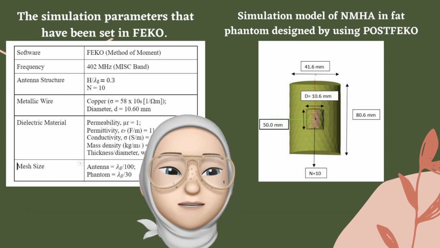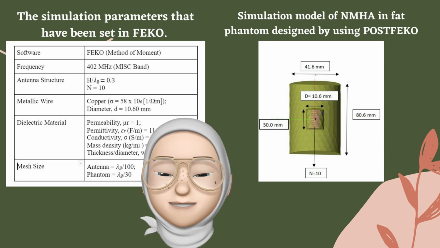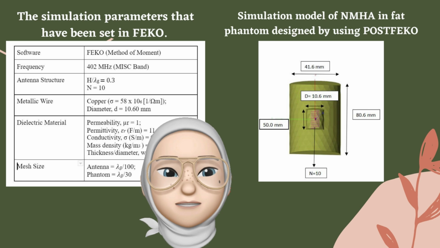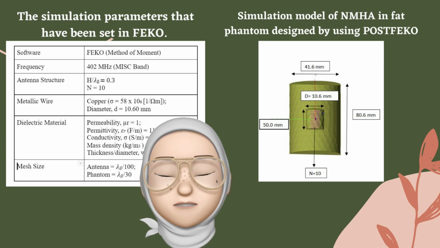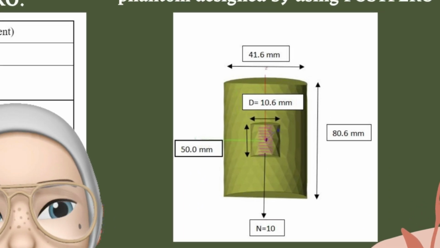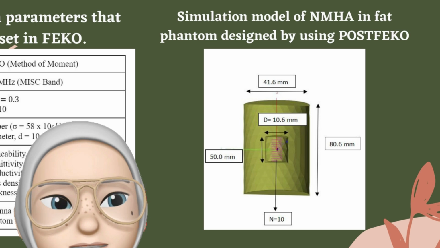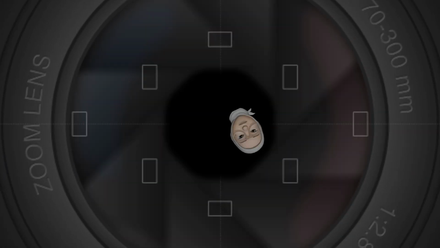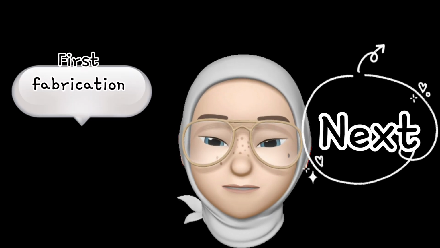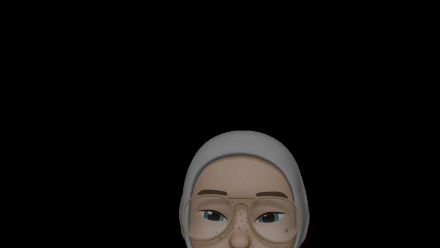Whereas POSTFEKO provides visualization of results in various forms, such as the radiation pattern, near field and far field data, 2D results on a Cartesian graph, Smith chart, or polar plot. The right side is the simulation model of the NMHA in a fat phantom designed using POSTFEKO. After completing the design of the simulation in FEKO and the data analysis, next I will proceed to the fabrication of the human fat phantom.